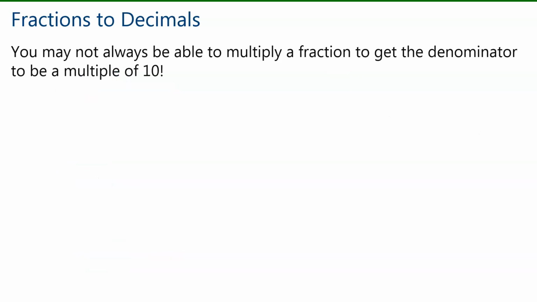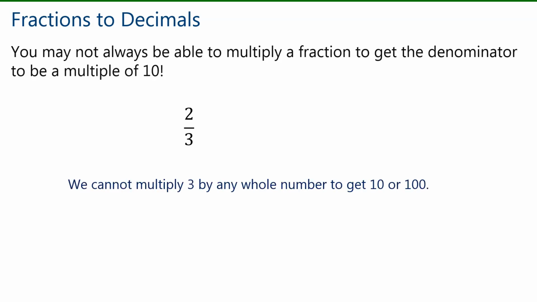Now, it may not always be possible to multiply or divide a fraction by a number to get the denominator to be a multiple of 10, like in all the examples that we have done. So if we look at something like 2 over 3, there's nothing that I can multiply 3 by, no whole number at least, in order to get 10 or 100. So we need another method in order to change a fraction like this into a decimal.